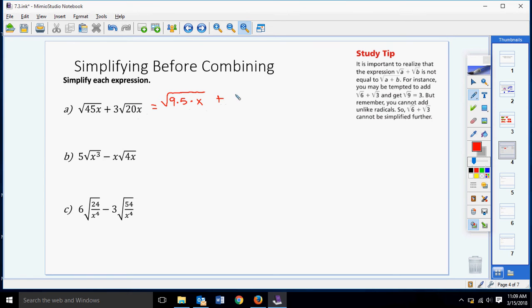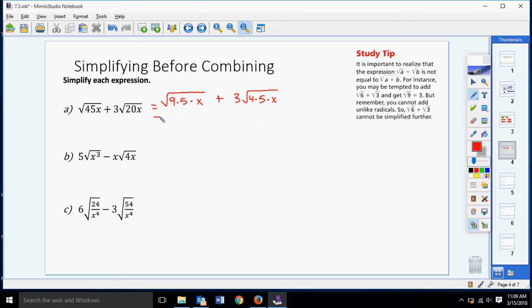Over here, I have a 3 for my coefficient, but let's simplify underneath our radical. 20 can be written as 4 times 5. The reason I'm picking 4 times 5 and not 2 times 10 is because 4 is a perfect square. So I'm trying to write 20 as two numbers multiplied, with at least one of them a perfect square. And then obviously times x.